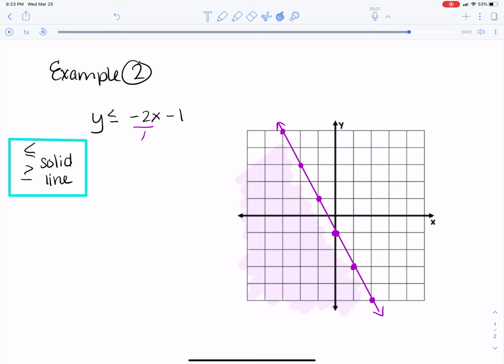Okay, you don't always have to pick test points. Remember, I had you guys think about this also when we were graphing. If you look at your y, well, this is telling me all of my y values have to be less than my line, my function. So where are your y values less than this line that you're drawing? Is it above up here? No. Or is it below? Well, your y values have to be smaller than this line, so it's going to be below down here. And then that's our solution.